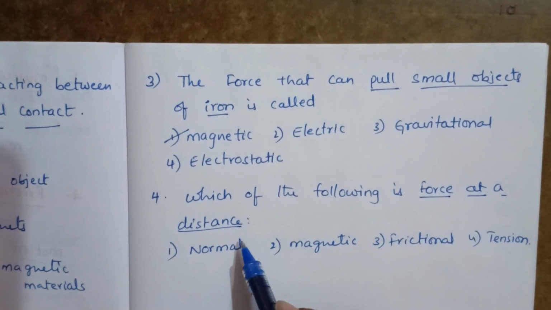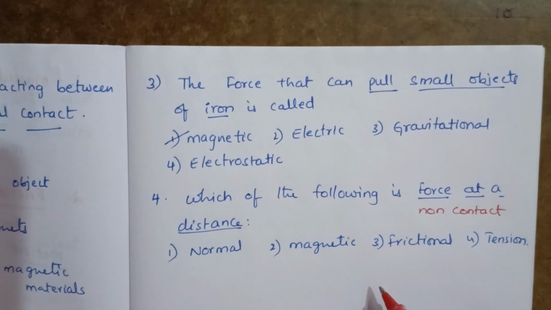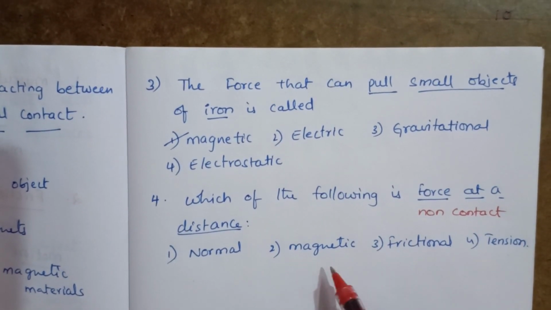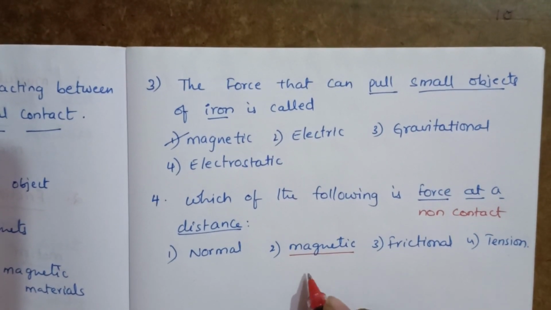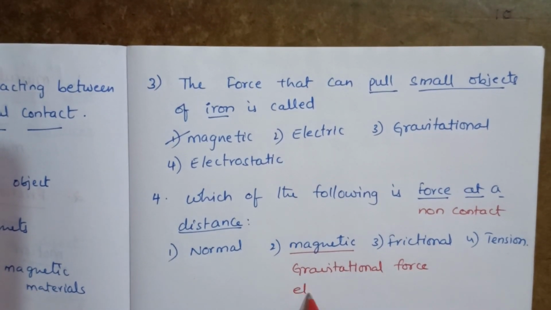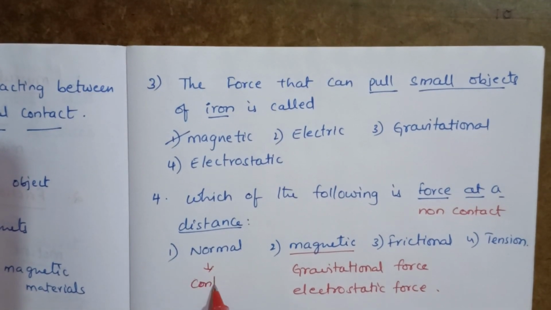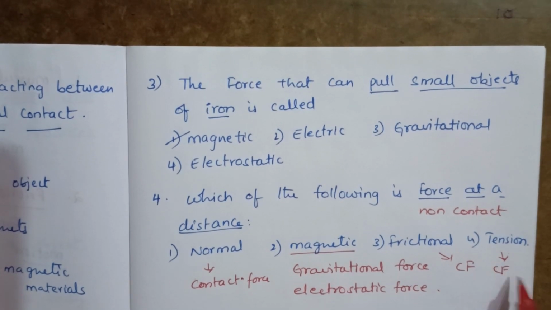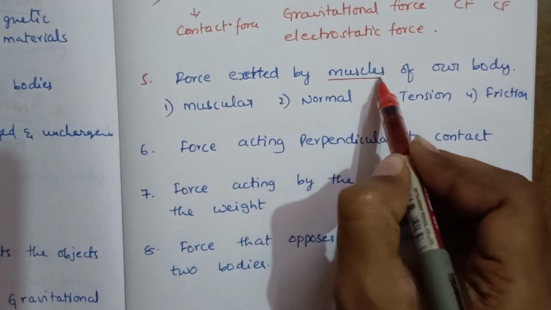Next question, which of the following is a force at a distance? Force at a distance means non-contact force. Which of the following is a non-contact force? Magnetic force, gravitational force, electrostatic force. What is normal force? Contact force. Frictional force, contact force. Tension force, contact force.